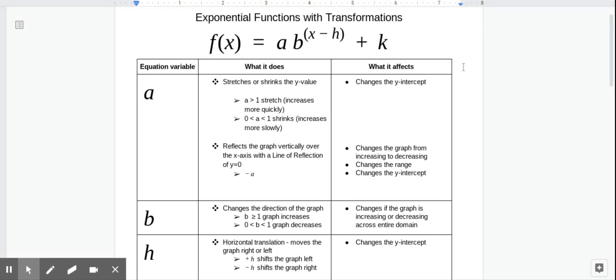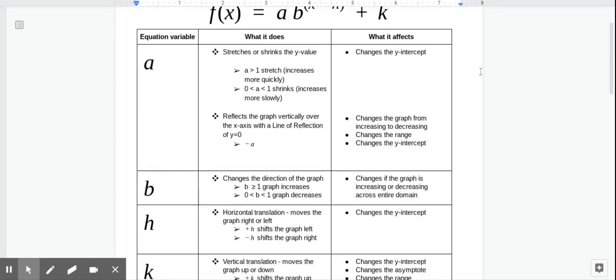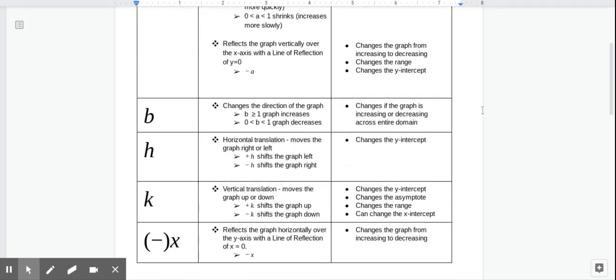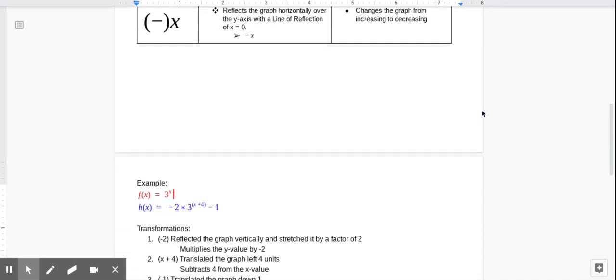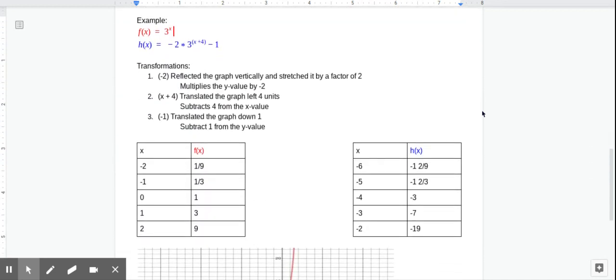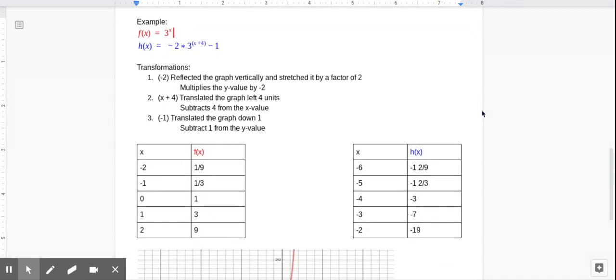You can recall from the chart below what each of these mean and how it affects the graph, which we've discussed in previous lessons. Let's take a look at an example. If we have f(x) = 3^x, and h(x) = −2·3^(x+4) − 1. What is all happening to this from the parent function?